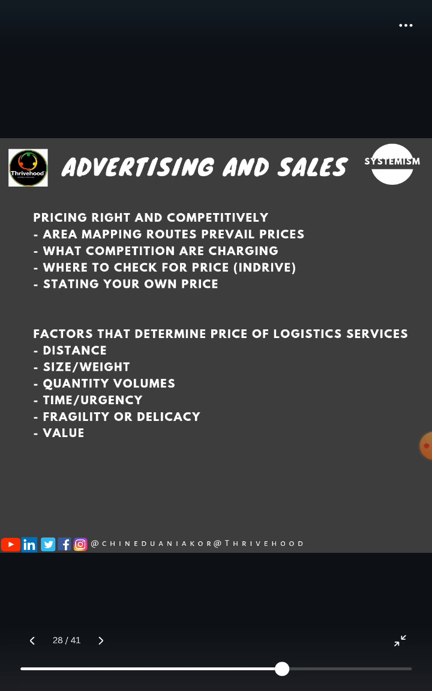I want to give you an example. Let me say we have a gallon of groundnut oil, that 5 liters, and you have only one. The amount you are going to charge to deliver that one is not the same as when you have like 100 of that 5 liters going to one destination, or going to different destinations but picking up from a particular place. So it's not the same. That's about quantity and volume.